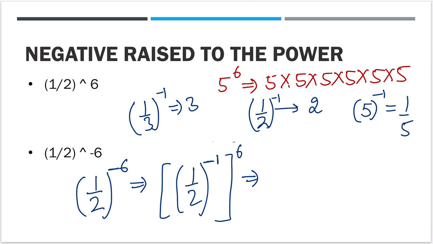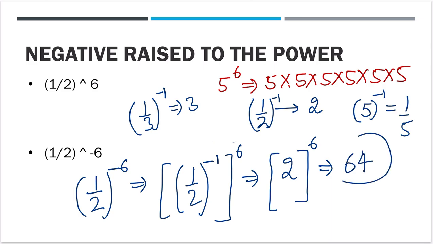You get a reciprocal of whatever is there in the bracket. So in case of 1 by 2 raised to power minus 1, you will get 2. Reciprocal of 1 by 2 is 2. And this is 2 raised to power 6. So 1 by 2 raised to power minus 6 changes to 1 by 2 raised to power minus 1, raised to power 6. And 1 by 2 raised to power minus 1 will make it a reciprocal. So 1 by 2 will change to 2. So 2 raised to power 6 is 64. I hope this is clear what the negative power of a number means, and that completes this video.